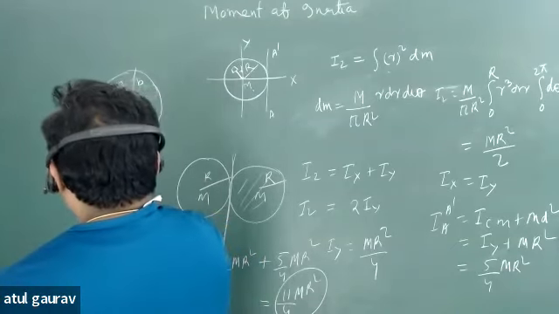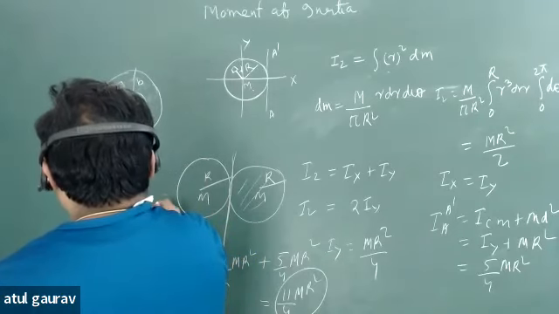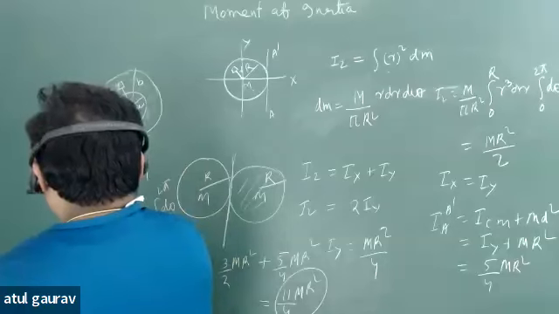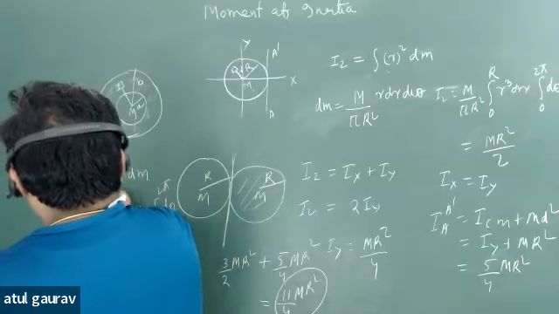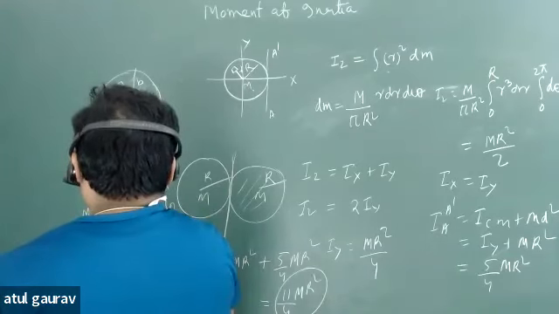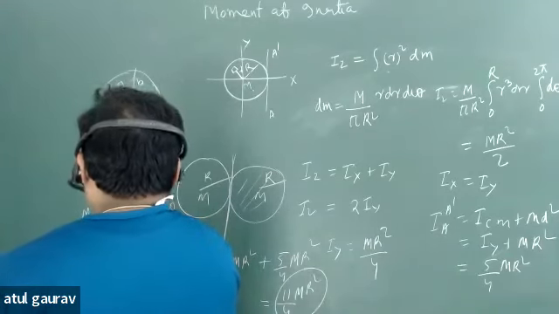And here you will go for r dr d theta. d theta is 0 to 2 pi. This will be between a to b. And when you calculate this, your answer will be m (a square plus b square) by 2.